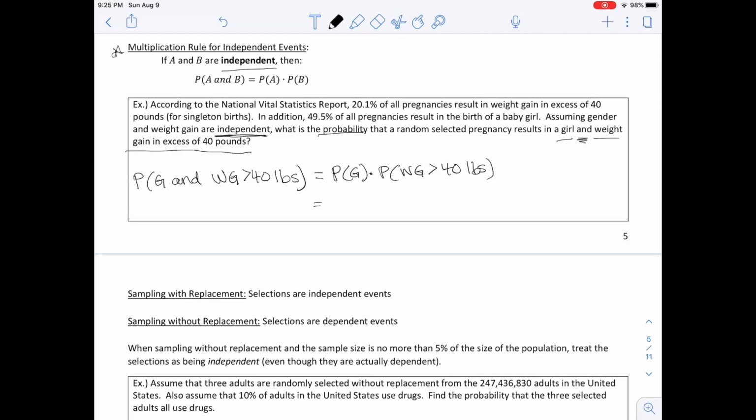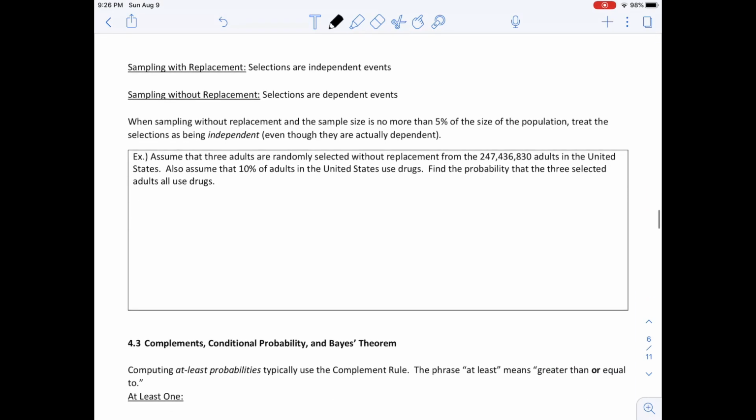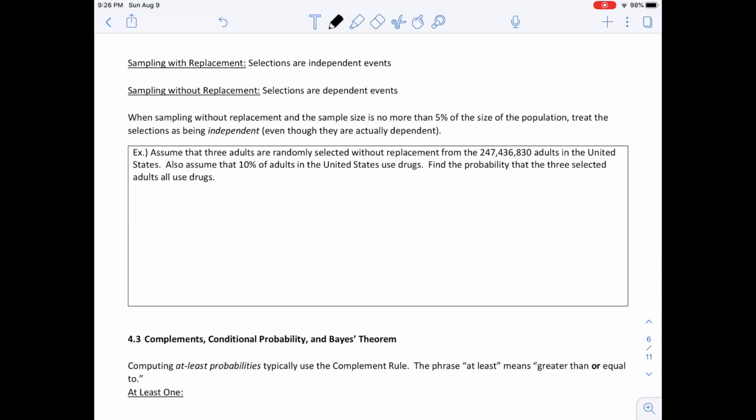And so the probability of having a girl is going to be the 49.5%, but again we need to write this as a decimal. So we have 0.495 times the weight gain of more than 40 pounds is going to be 0.201. Multiplying these out, we get an answer of 0.0995.